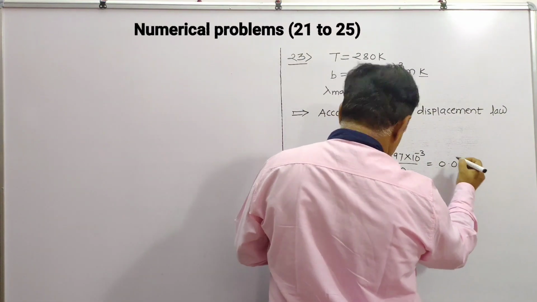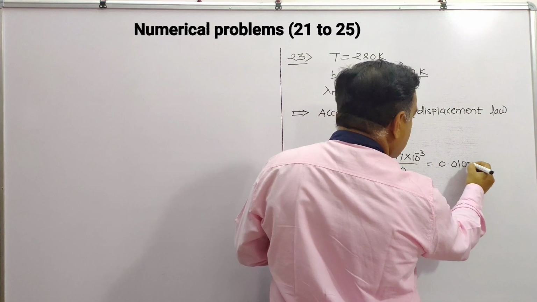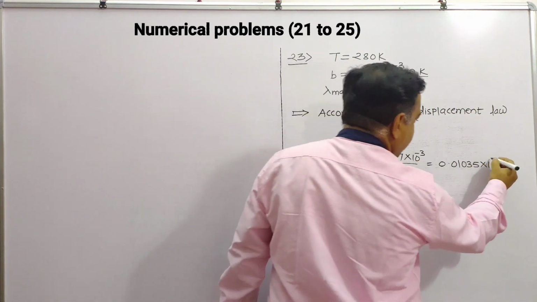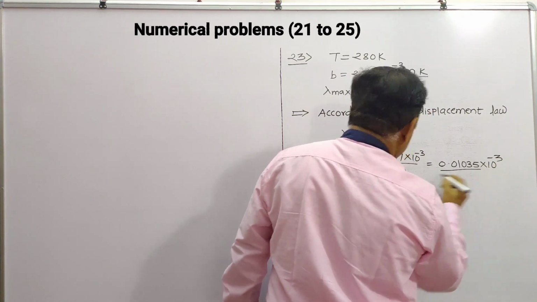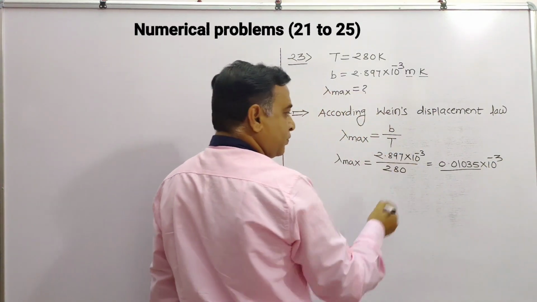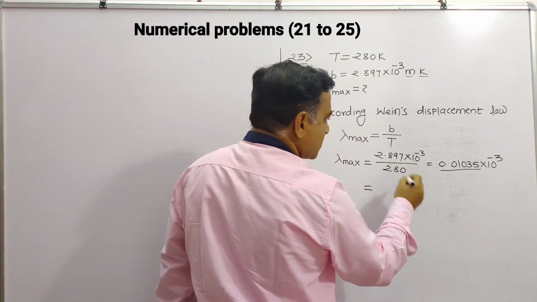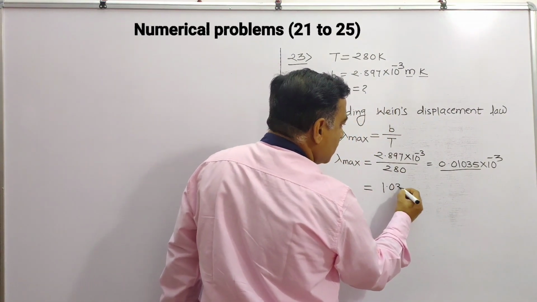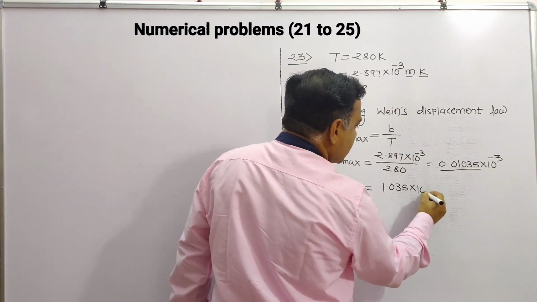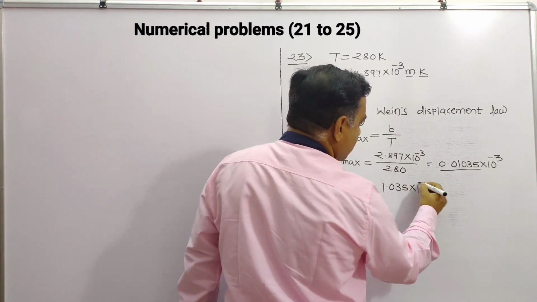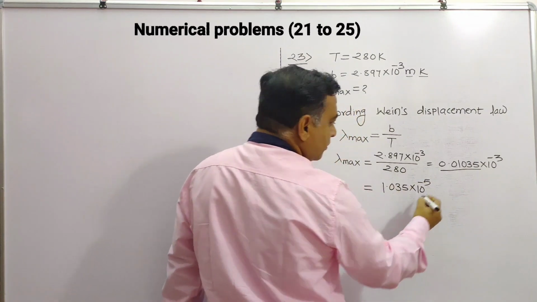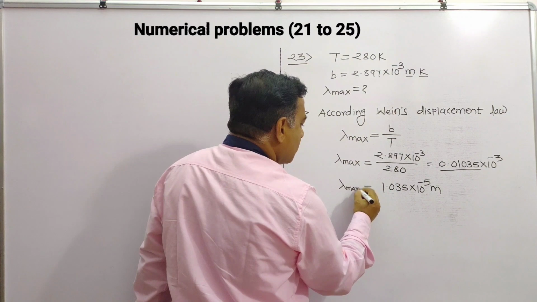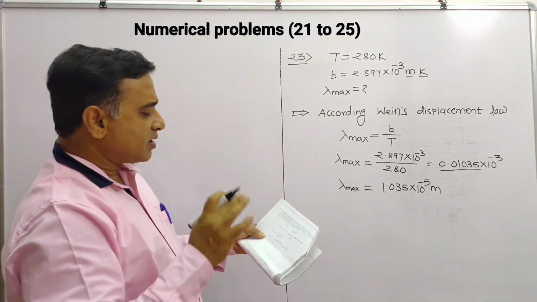0.01035 into 10 raised to power minus 3 as it is. This is the answer of this ratio. After getting this, I am going to express it. Here it is 1.035 into 10 raised to power obviously minus 5. That is in meter, maximum. So this is our expected answer.